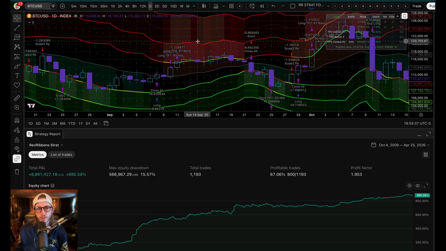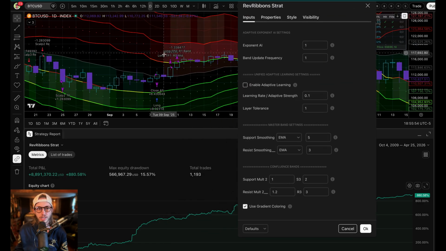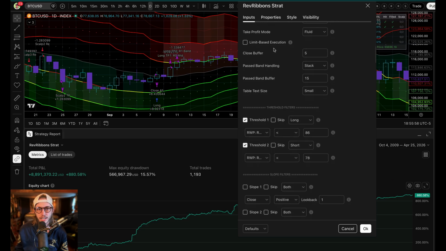So price on fluid will really change over time, whereas fixed keeps all of these levels exactly the same. So the first 5 take profit bands are always going to be fixed at the exact level the trade entered at. And it's definitely very helpful if you want to execute limit-based orders and so on. Yeah, very, very nice to have.